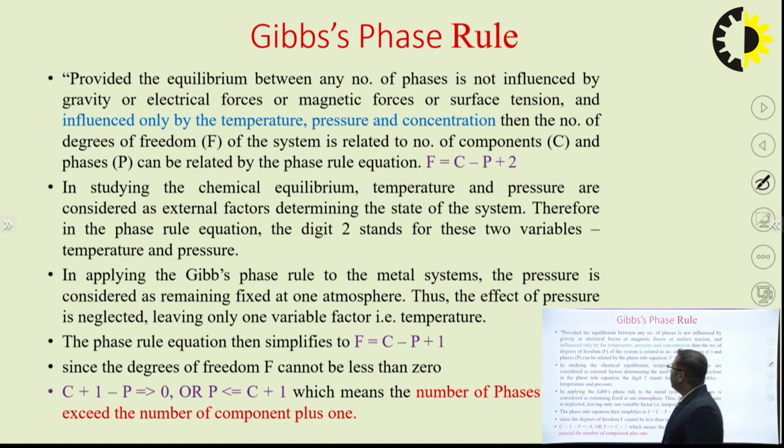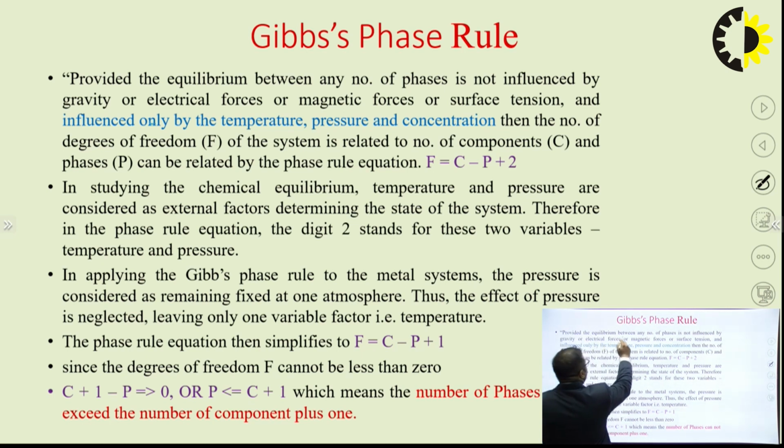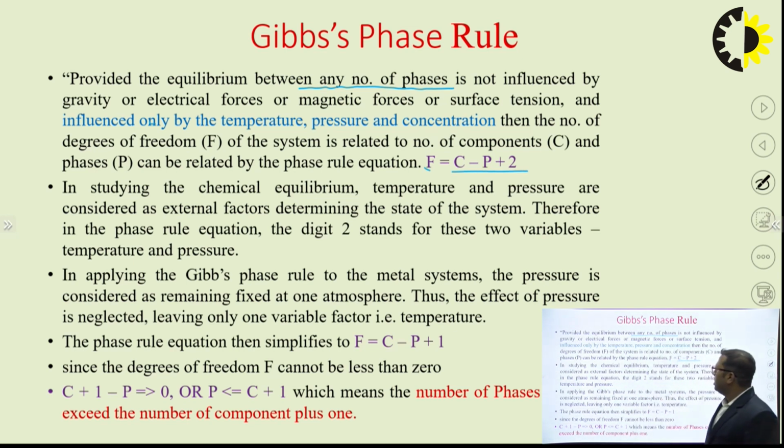So Gibbs phase rule here, provided the equilibrium between any two of the phases is not influenced by gravity or electrical forces or magnetic forces or surface tension, and is influenced only by temperature, pressure, and concentration, then the number of degrees of freedom of a system is related to the number of components and the number of phases by this equation. In studying chemical equilibrium, temperature and pressure are considered as the external factors which determine the state of the system. Therefore, in the phase rule equation, the digit 2 stands for the two variables. One variable is temperature and another variable is pressure.